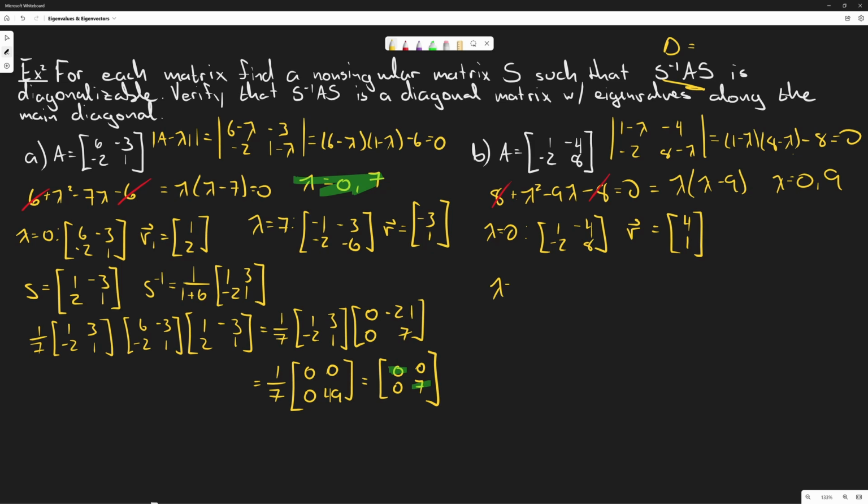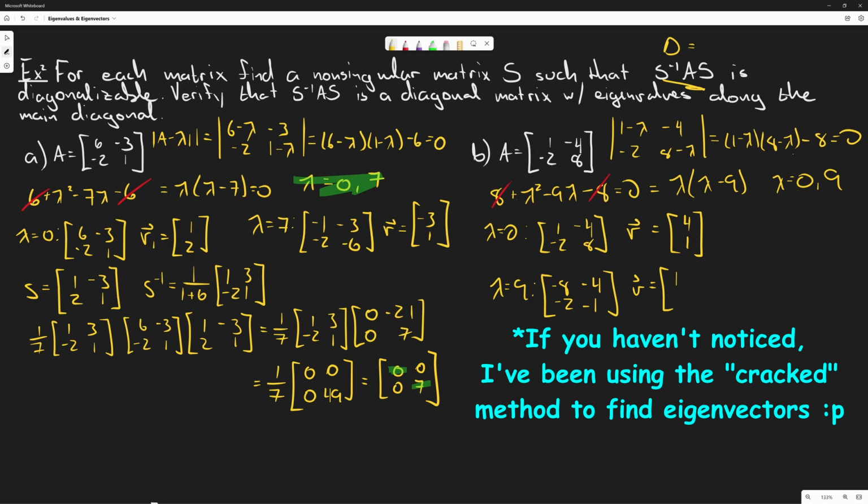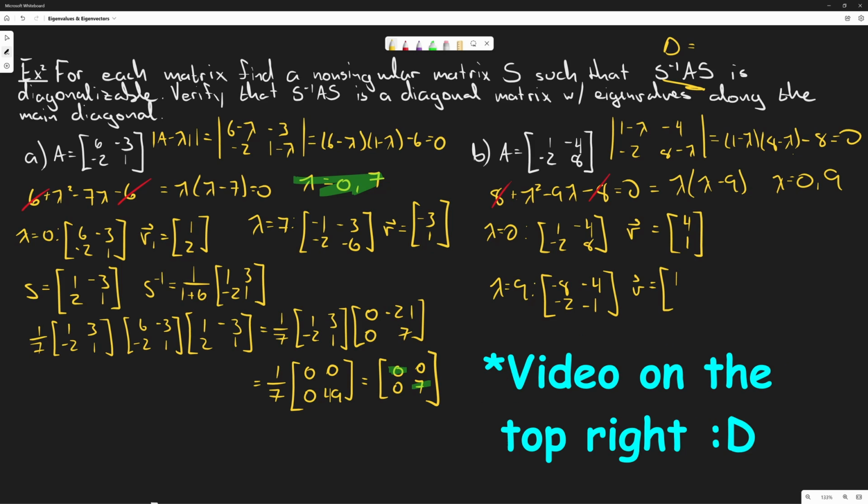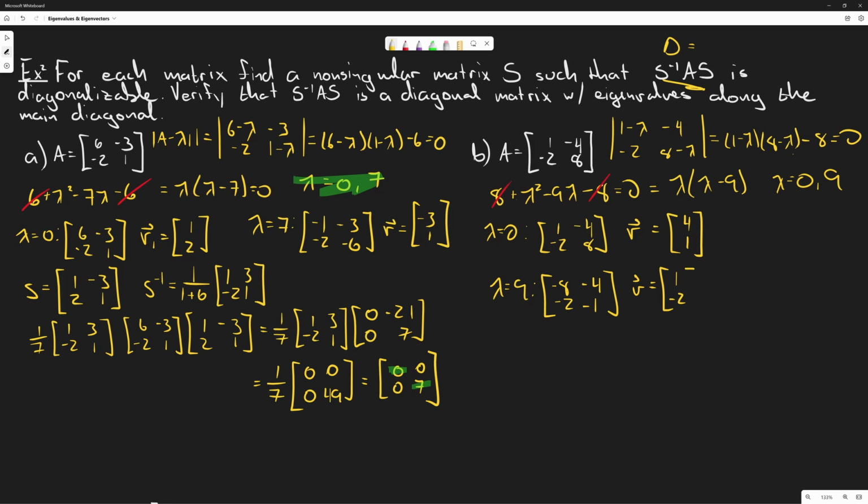So now when lambda is equal to 9, we'll have 1 minus 9 is -8, -2, -4, 8 minus 9 is -1. And so the eigenvector for this one will be, let's keep the 8, so we'll have -8, and then -4 times something will be 0. So this will be -2. Now that we finished that, we have our invertible matrix S, which would be 4, 1, then 1, -2.